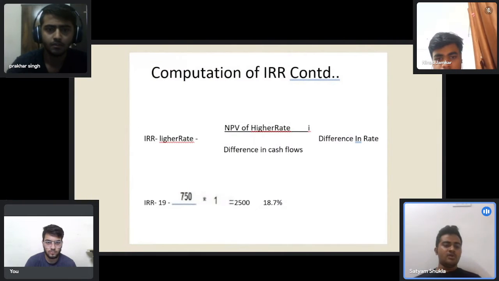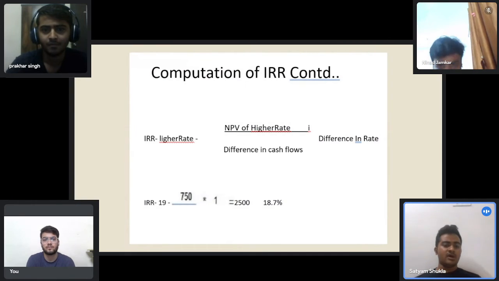The formula we have used here for the IRR is the lower rate plus NPV at the lower rate upon the difference in cash flows, multiplied by the difference in the rate. The difference in the cash flows we have got is 2,500, and we have also calculated the IRR as a percentage.